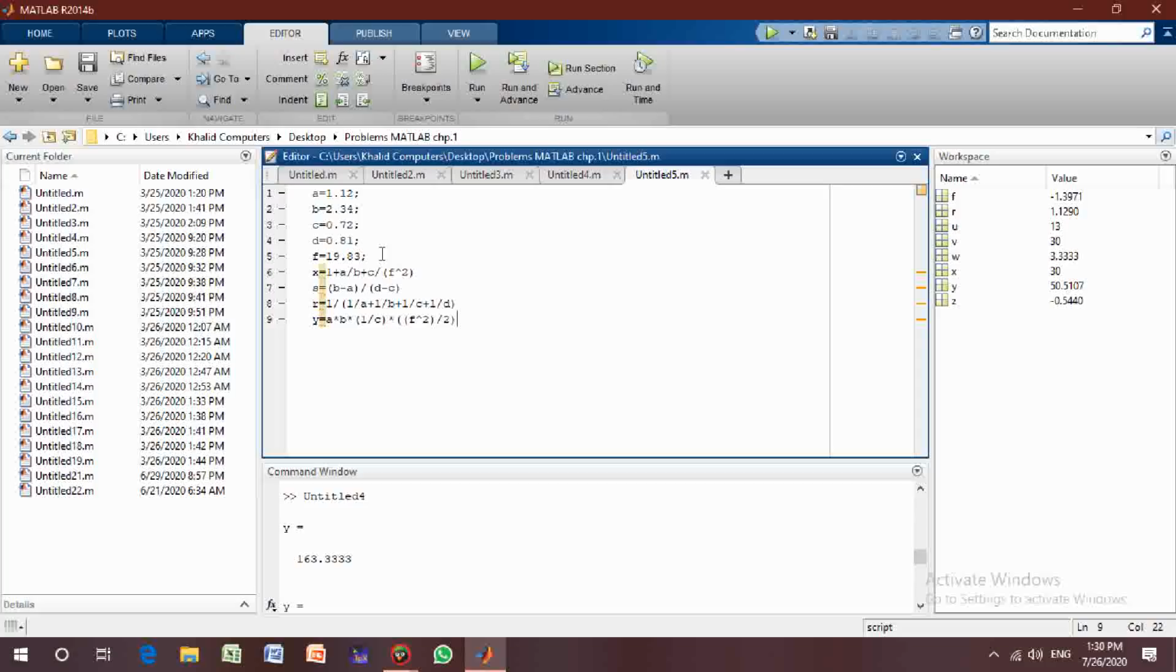r is equal to 1 over bracket start 1 over a, 1 left division a plus 1 left division b plus 1 left division c plus 1 left division d. And y is equal to a star b star bracket start 1 over c bracket end, and bracket start f raised power 2 bracket end left division 2 bracket end.